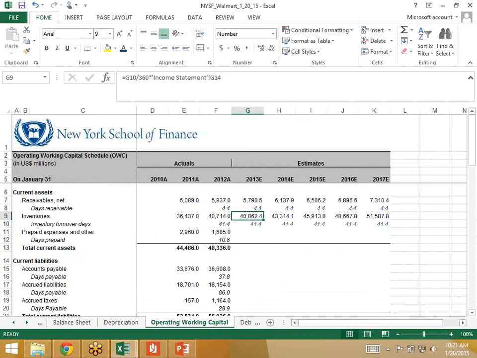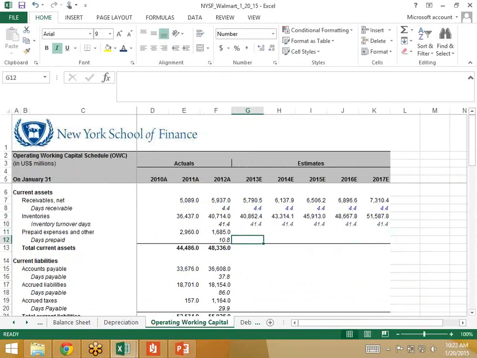So we'll see how there are other things that you would tweak that would make a much, much larger impact on your valuation. Those things you want to focus on. That technique we'll slowly get into. Okay, so I took the 41.4 divided by 360 times the COGS. You guys okay with that?